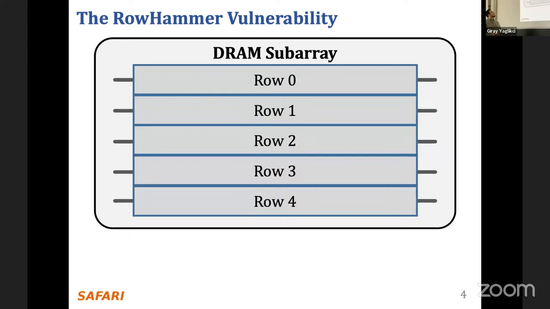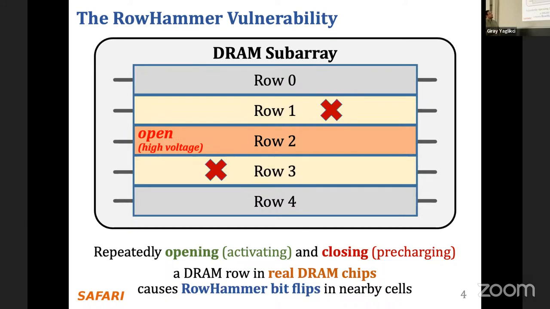There is a thing called the RowHammer vulnerability in today's DRAM chips. In this example, let's say we want to access data in row 2. We first open this row 2 to access data, meaning that we apply some high voltage here. And then once we are done, we close this row. Basically, we supply some low voltage here. And once we do this operation many times, we observe bit flips in physically nearby rows, which breaks a fundamental principle called memory isolation. You do not access any data in row 1 and row 3, but you have bit flips over there. So this is something bad.